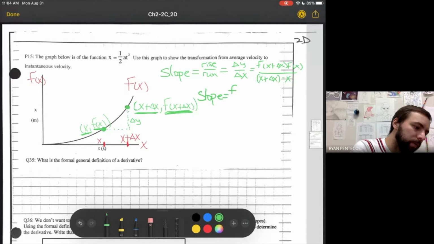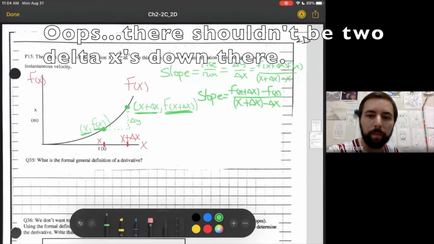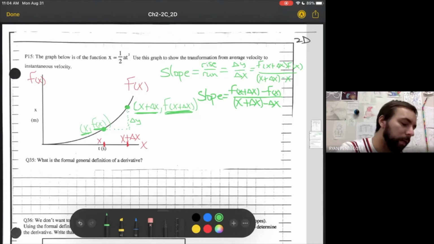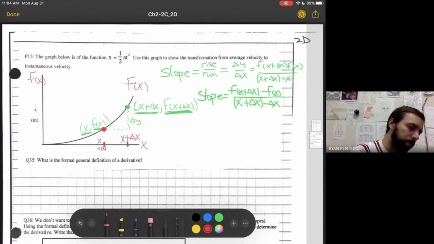Slope is f of x plus delta x minus f of x all over x plus delta x minus x. Okay. So that's the average velocity between these 2 points. Now, if we want the instantaneous velocity at this point, what we will need to do is get that other point closer and closer and closer.